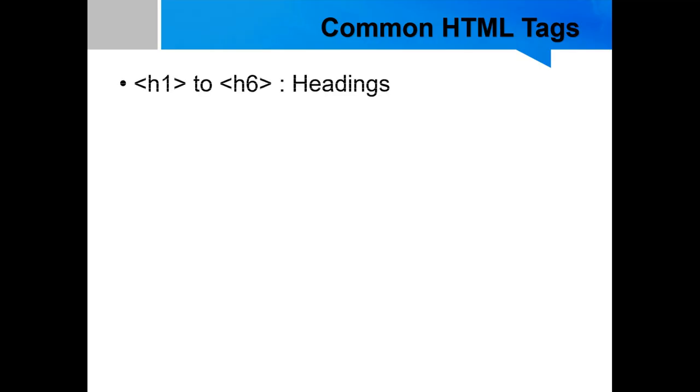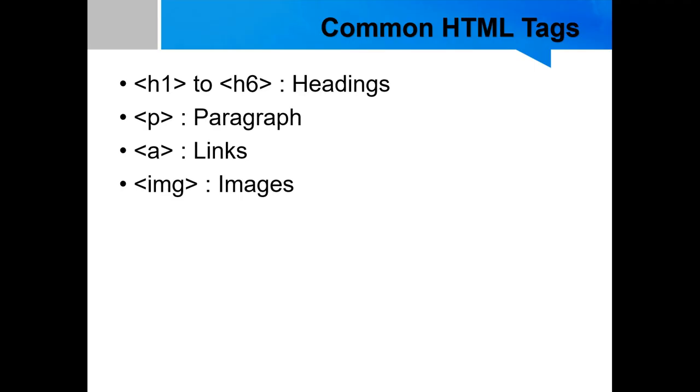Common HTML tags. HTML is made up of tags. Let's look at some of the most commonly used ones. H1 to H6 for headings. H1 is the largest and H6 is the smallest. P is for paragraphs. A is for links, which connect one page to another. IMG is for inserting images.